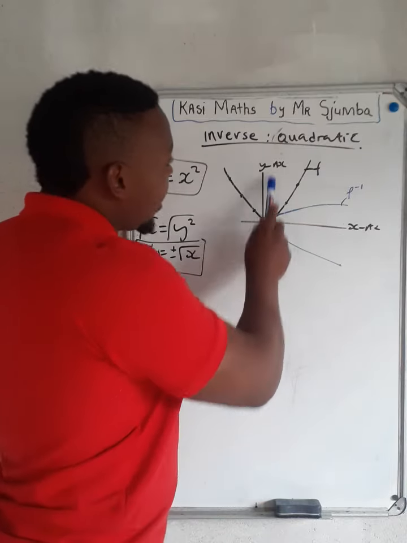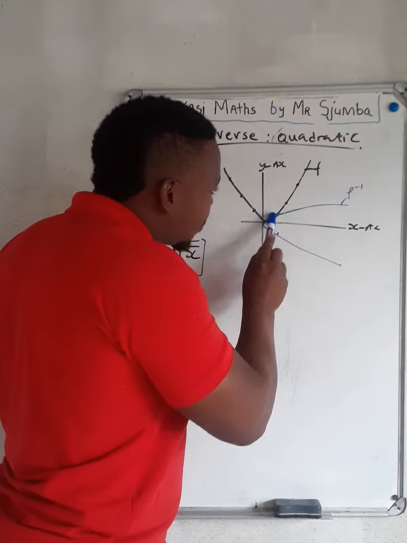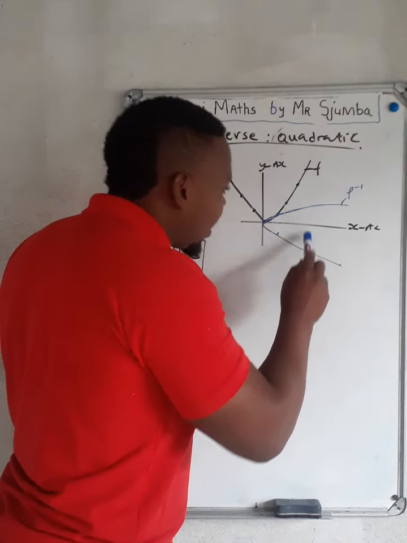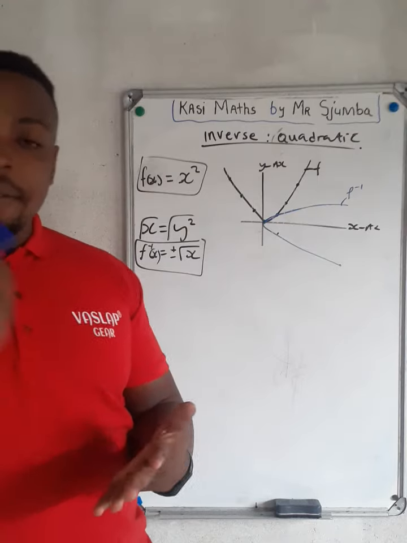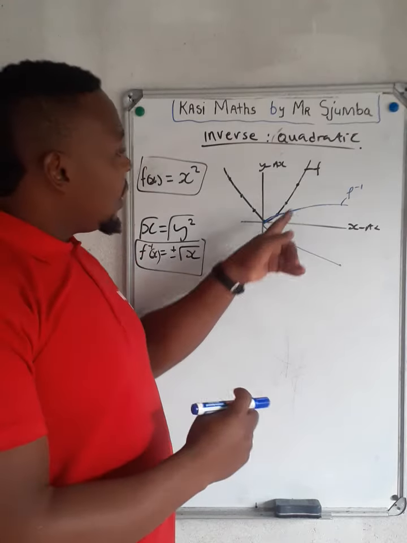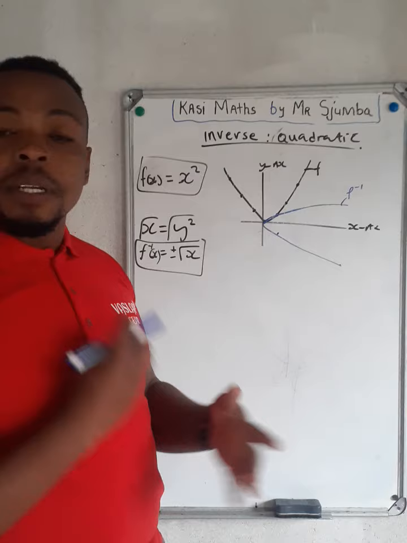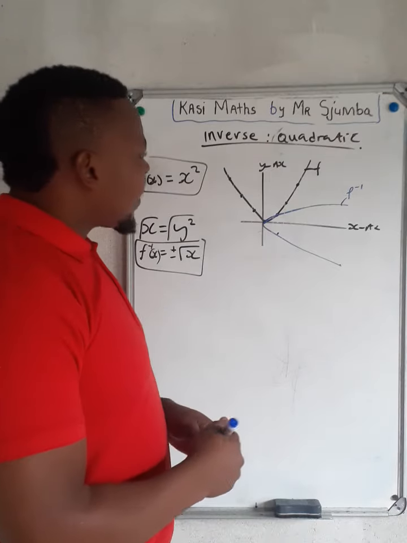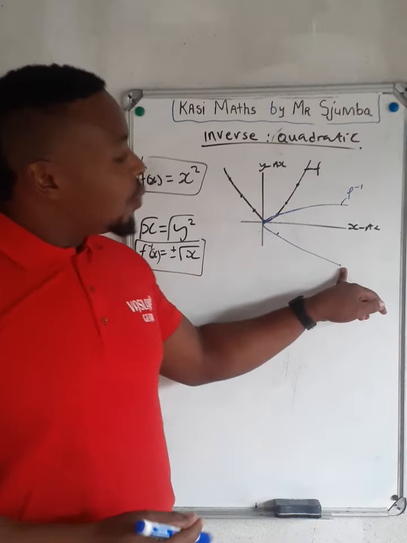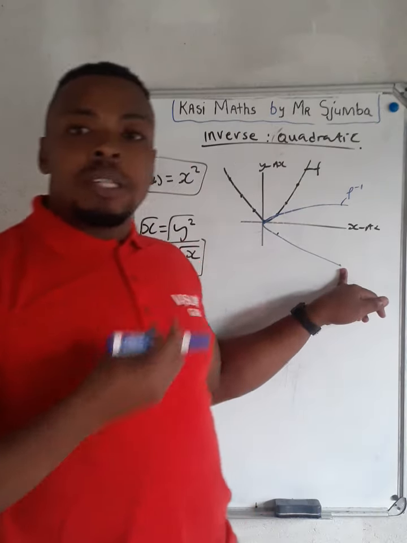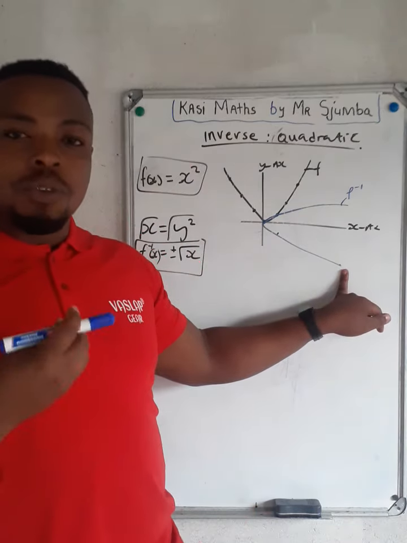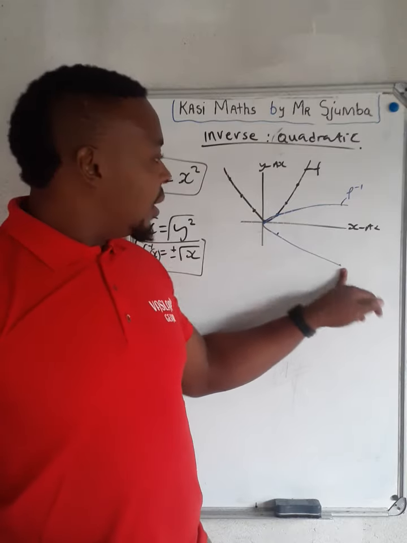Okay, let's check. Now draw a vertical line, it touches at 2 points. Draw a vertical line, it touches at 2 points. Meaning that f inverse is not a function because the vertical line touches at 2 points. Right, so now we should do something with f so that the inverse of f becomes a function.